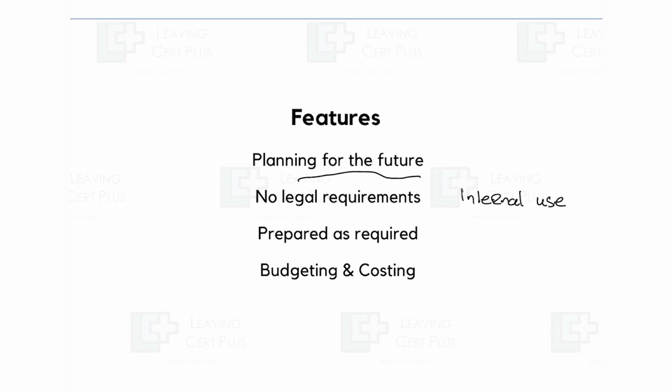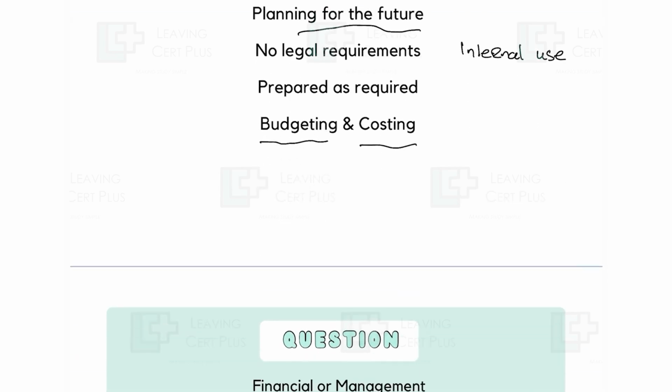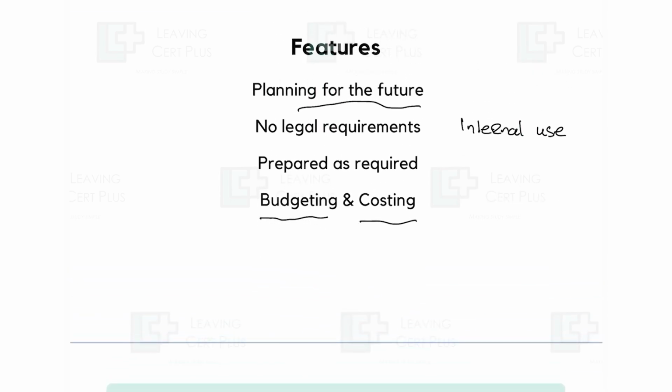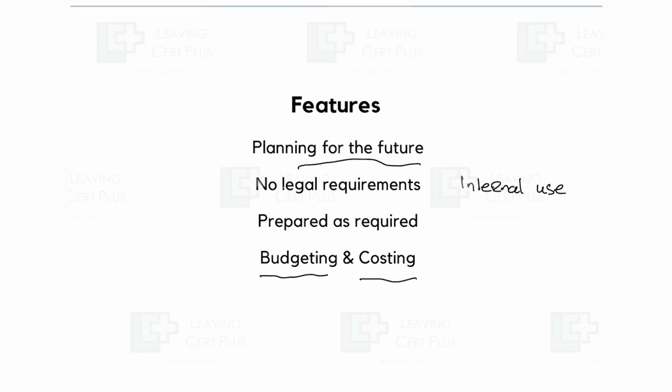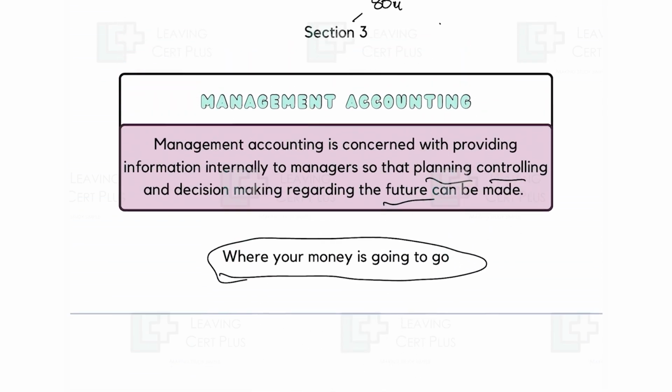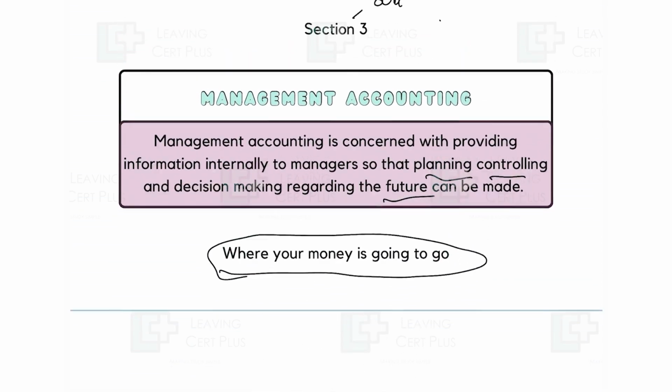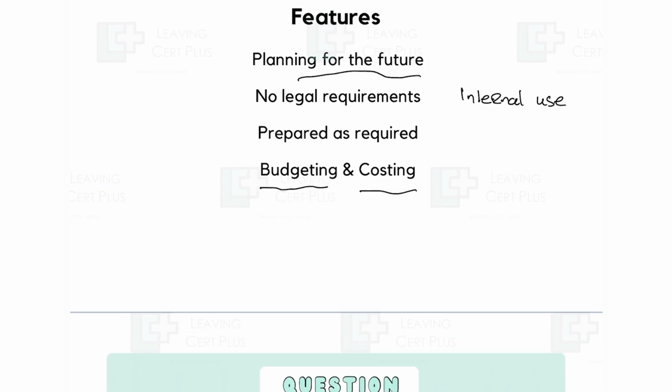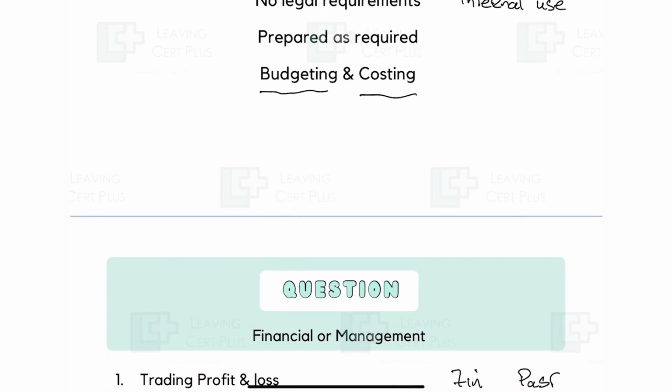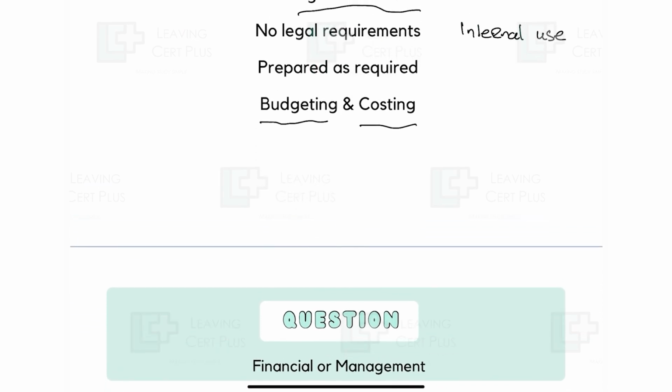And the two main forms of management accounting you're going to come across will be budgeting and costing. There'll be a question on each, and you'll make a choice in the Leaving Cert on which one you do. So again, it's really just to know the difference between management accounting and financial accounting. All right, there are a couple of questions here. I'll ask you to go through them, and I'll go through the solutions with you.